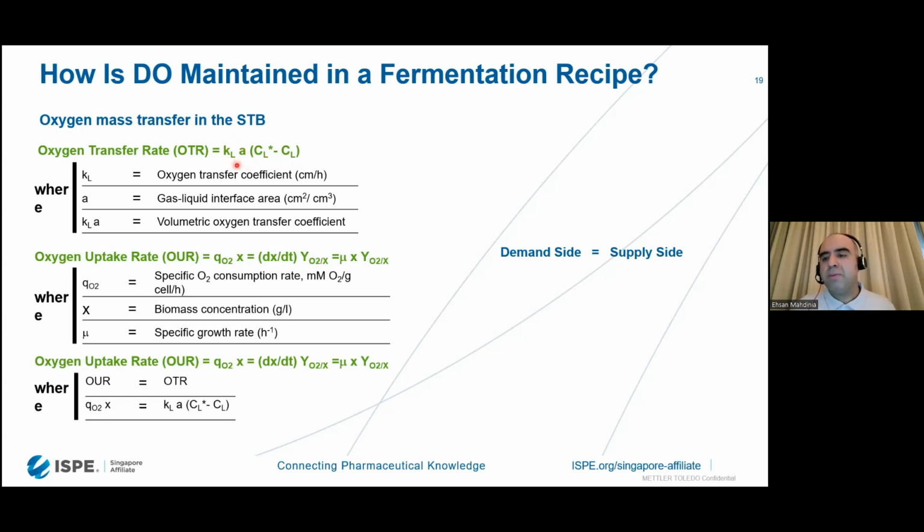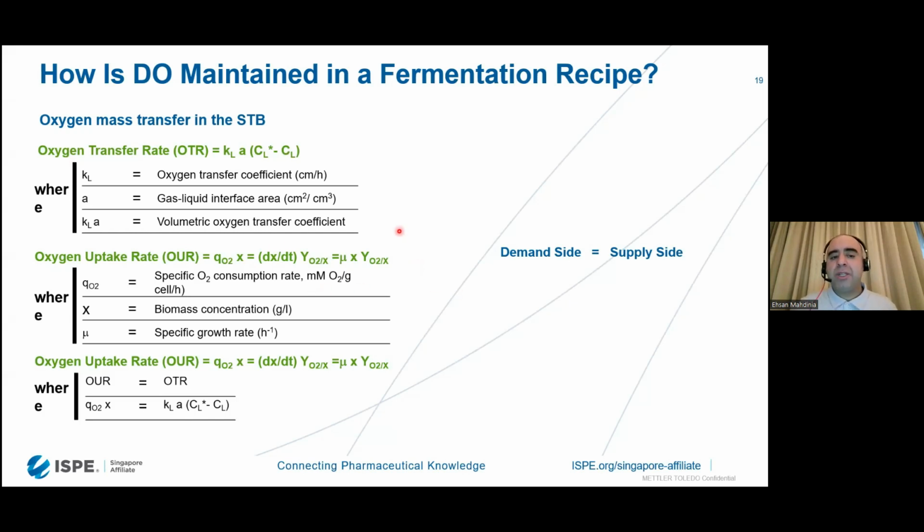And then a constant. And that constant is what we call the KLA. Because we don't have much to say about the driving force, the saturation is predetermined. The temperature, the salinity, it's pretty much given to us by the recipe that we have at hand. So we can't do much about the driving force. All our efforts go to make sure that our KLA, the constant, is maximized. And so maximizing KLA means maximizing oxygen transfer rate for us.